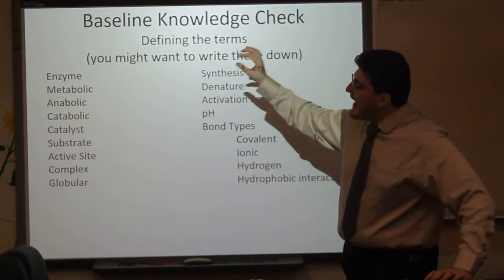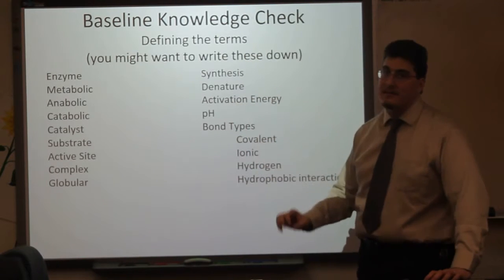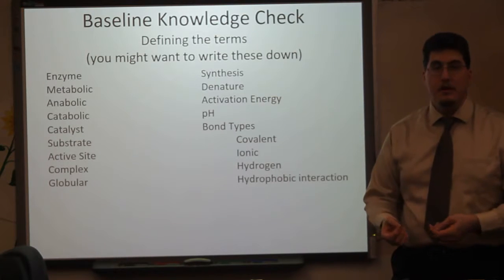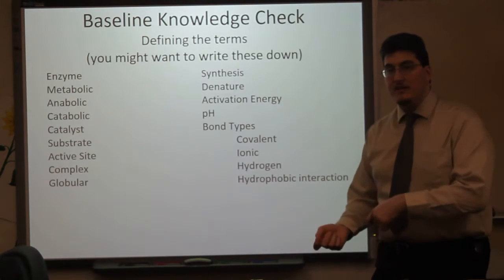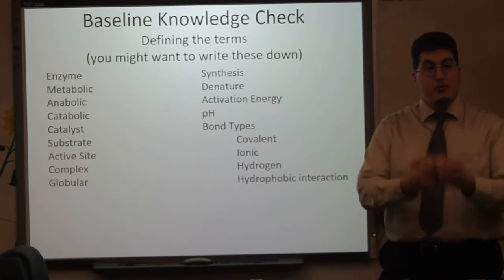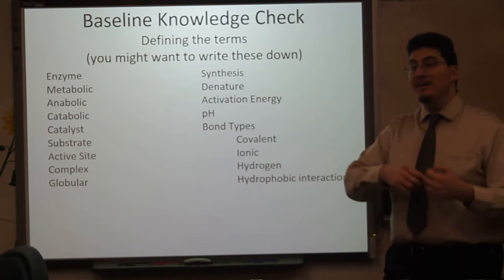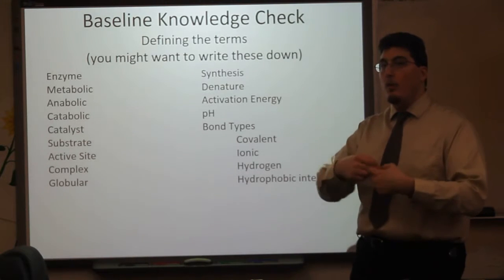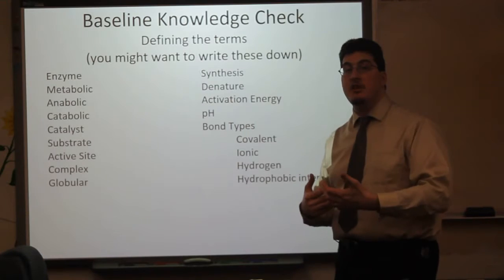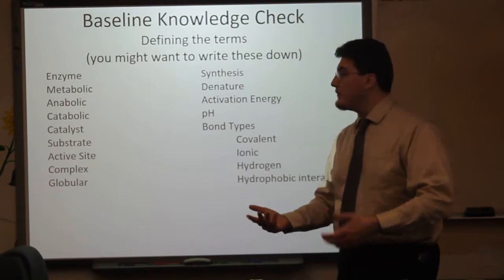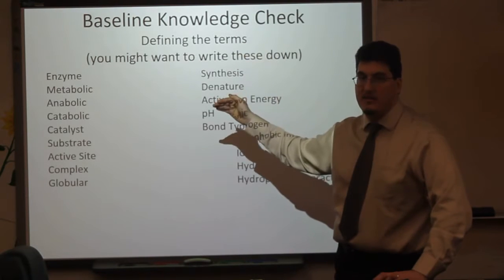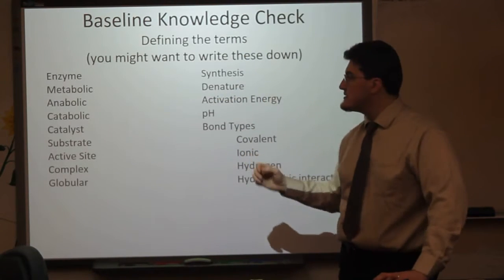A catalyst. An enzyme behaves as a catalyst. A catalyst is a chemical that participates in a chemical reaction and speeds up the rate of a chemical reaction, but is not consumed while forming products. So it participates in the chemical reaction, but is not consumed. So an enzyme is a protein catalyst for chemical reactions.